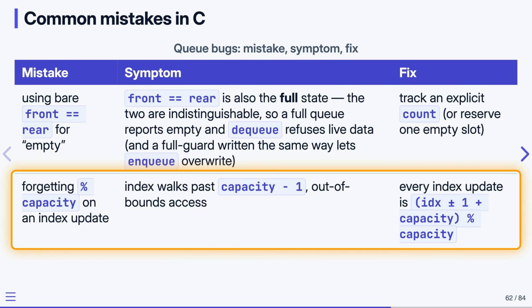Second, forgetting the mod capacity on an index update. The index walks past capacity - 1, and you read out of bounds. The fix is that every index update is index plus or minus 1, plus capacity, mod capacity.